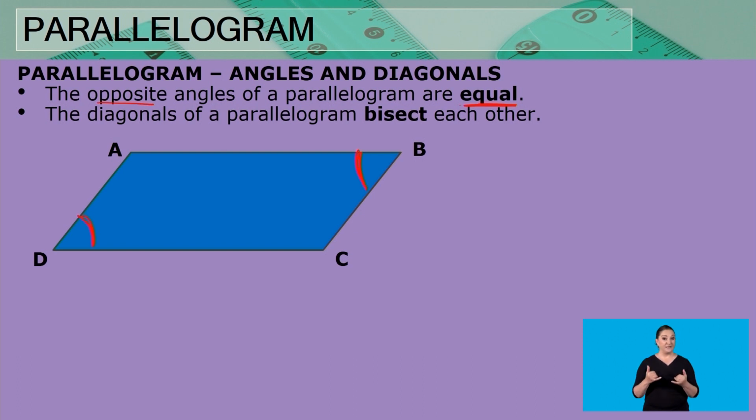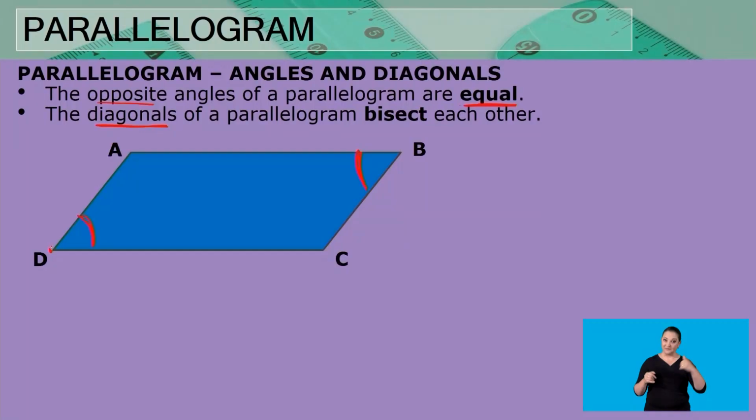So before we can look at the diagonals, and remember what a diagonal is. Now, a diagonal is a line that goes from one vertex to another vertex, so on opposite vertices of a polygon. So before we can look at the diagonals and what those diagonals mean, let's just recap the properties of a parallelogram.